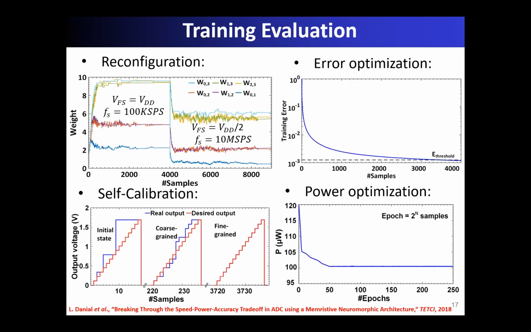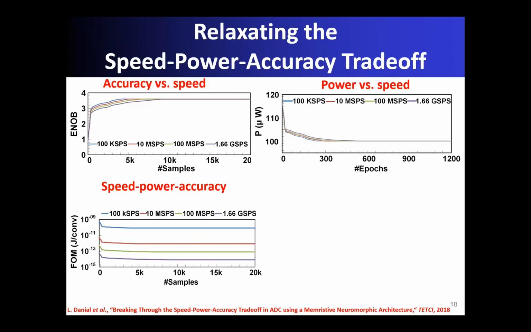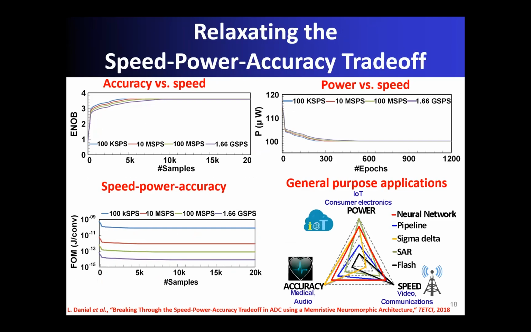And these are some simulation results that show the efficiency of the algorithm in adaptation and in convergence to the desired specifications. So here, for example, we see the convergence of the training error to a predefined minimum. We also see the capabilities of this algorithm for self-calibration to achieve high accuracy of the ADC. And another interesting feature is that along with the training, the power consumption is also optimized. So in the broader scope of these collective capabilities of the training, we discussed breaking through the speed-power-accuracy trade-off that we showed in the first slide and enabling a general purpose application ADC.